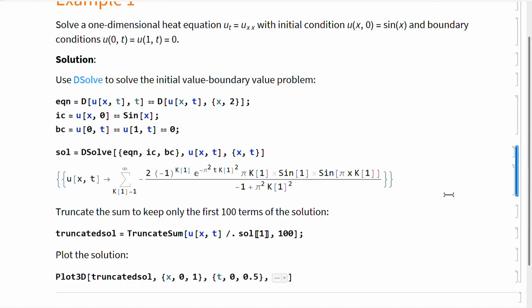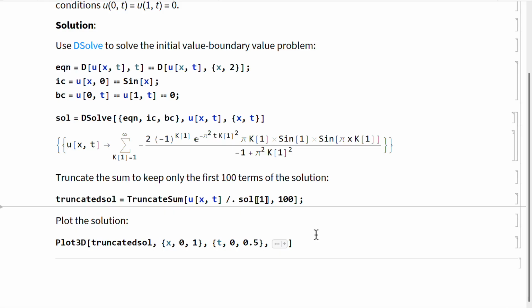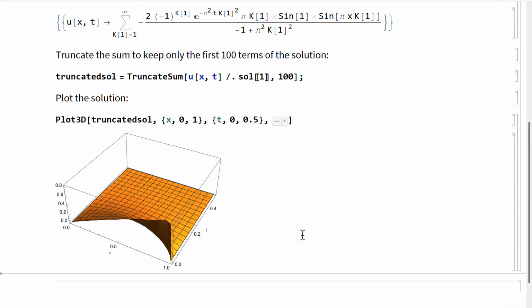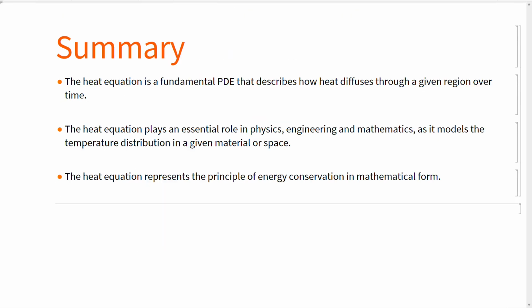We will discuss the meaning of this solution later during our next lesson, but here, in order to plot this solution, we have to truncate this infinite sum to keep, for example, only the first 100 terms of the solution. We can easily do that using the TruncateSum function of Wolfram Language, and here is the plot of the solution. As you can see, initially we have some temperature distribution in the system, but after some time, the system arrives at thermal equilibrium.